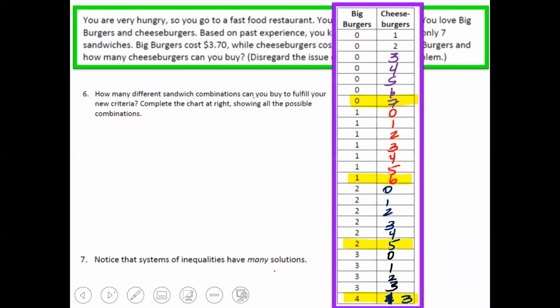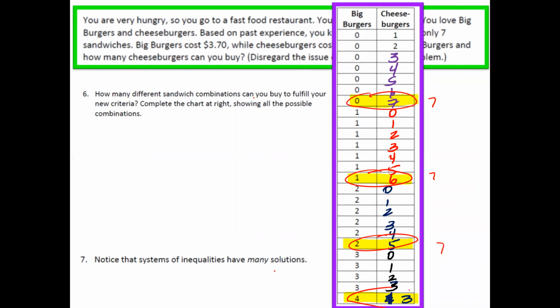Are your possibilities similar to what I have? And if you look at all of these, the ones I've highlighted, 7 is the sum, 7 is the total, 7, 7. I never surpass 7. So notice how that system of inequalities, you can have many different possible answers and many different possible solutions.